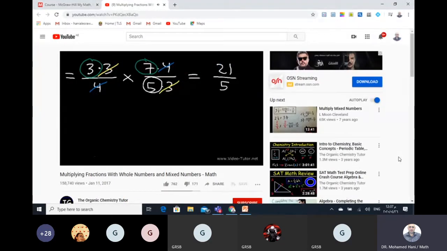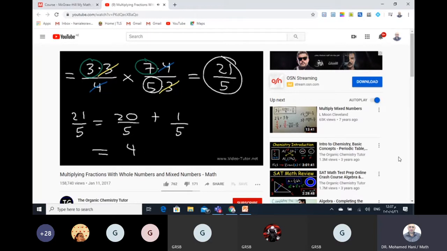But now let's write our final answer as a mixed number. By the way, this answer is correct as an improper fraction. So let's break down 21 into 20 and 1, since 20 is divisible by 5. 20 divided by 5 is 4. 4 plus 1 over 5 is equivalent to 4 and 1/5. So that's it.